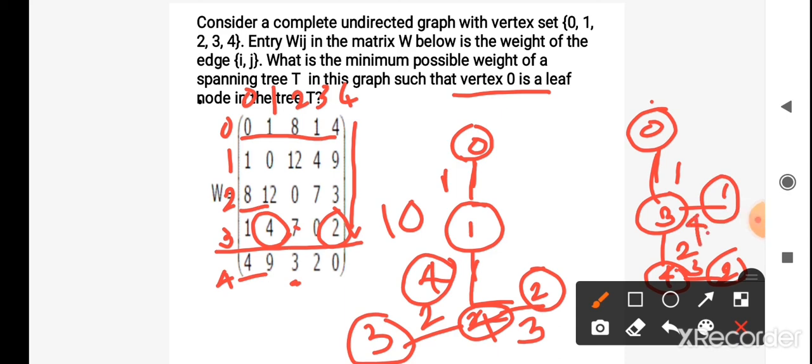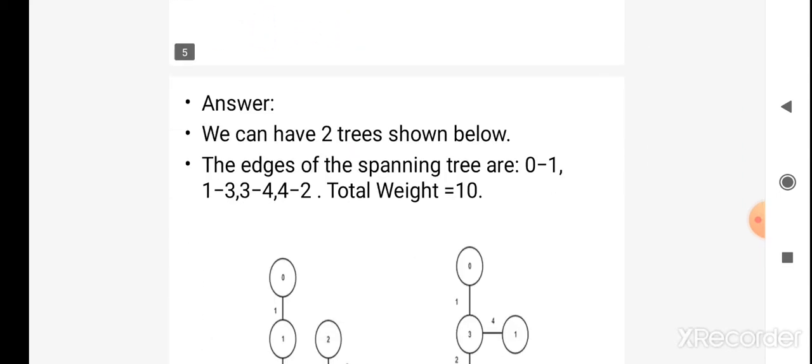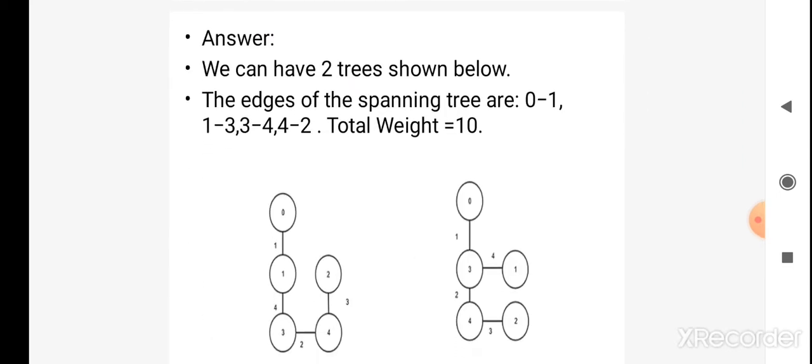So total 4 plus 1 is 5. 5 plus 5 is 10. So total length is 10. So we can draw any of these two. So these have the total weight of 10.